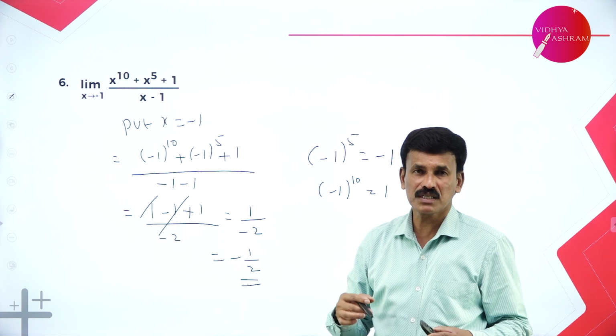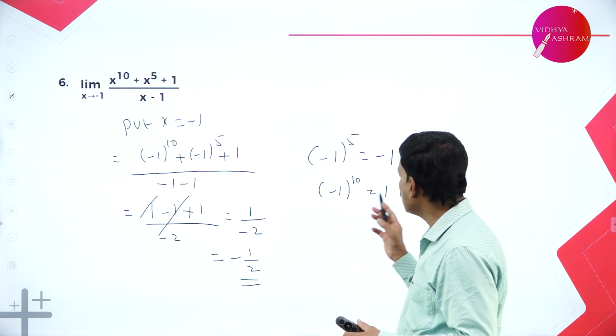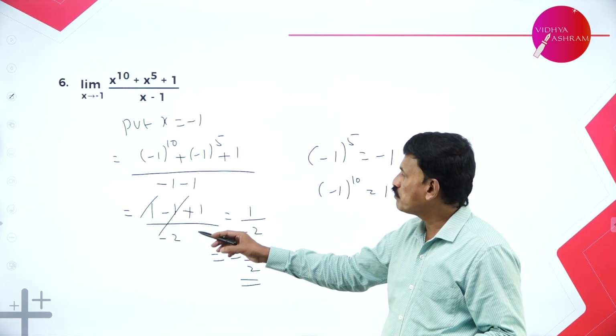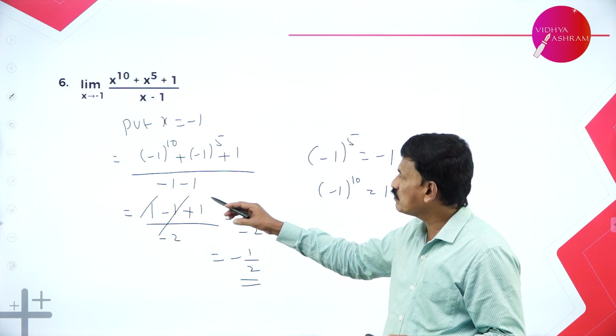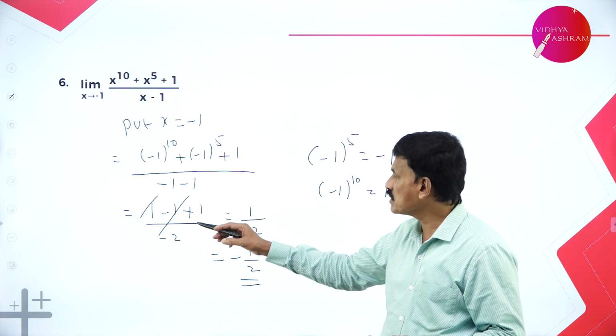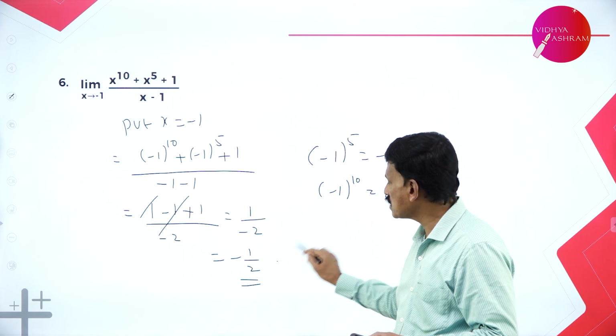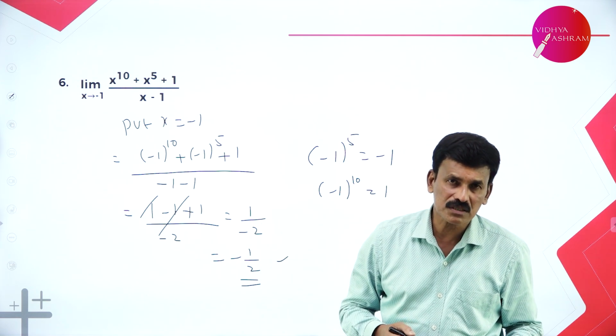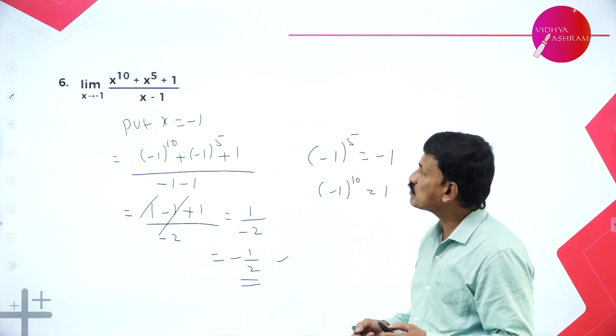Minus 1 to the power of 10, if you multiply 10 times, you will get plus 1 itself. So plus 1 plus 1 divided by minus 1 is minus 2. Minus 1 plus 1 gets cancelled. 1 divided by minus 2 is minus 1 by 2, which is the simplified answer. Hope you followed. Now move on to the next problem.